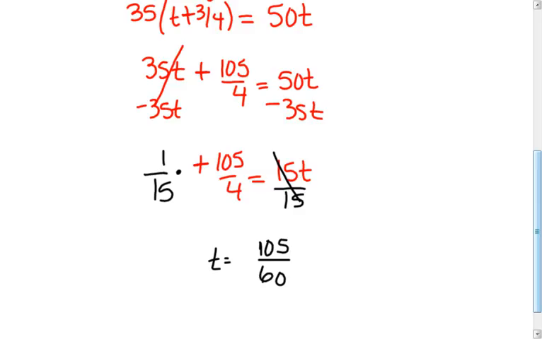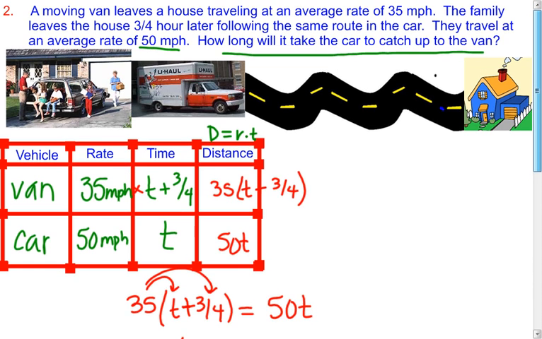All right. And so then T, when you do that, becomes 1.75 hours. Our time is in hours here. But now, T might be the answer to the question, and it might not. You might have to do something else to it. So let's go back up and read the question.